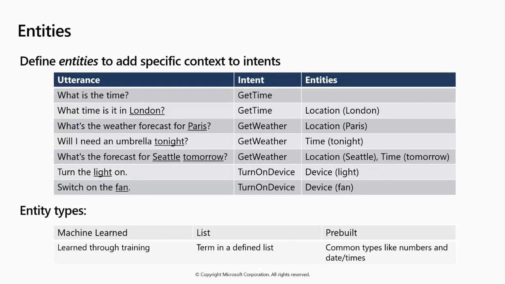Now, the list entities are helpful when you need an entity that can take a certain set of values, like the days of the week, or you can include synonyms in the definition of a list entity. For example, you could define a day of week entity with the values Sunday, Monday, Tuesday, and so on. And each value could also be written as sun, mon, and tue, like this.